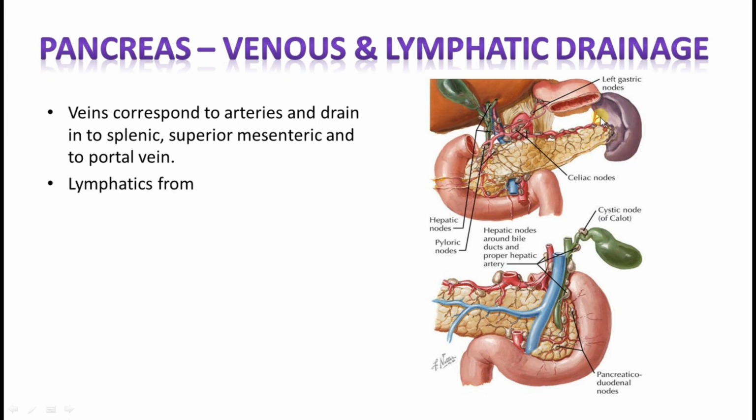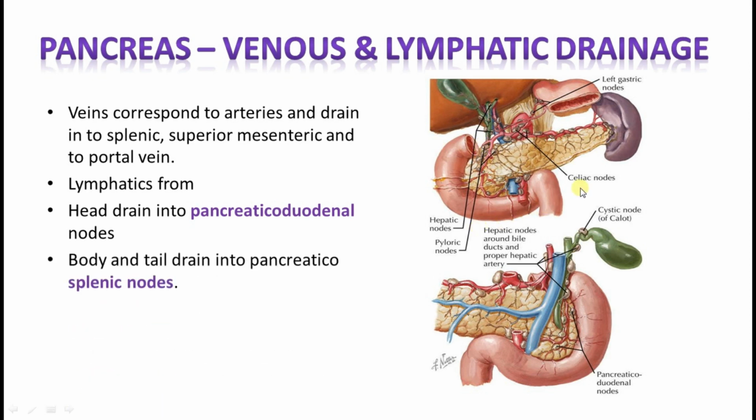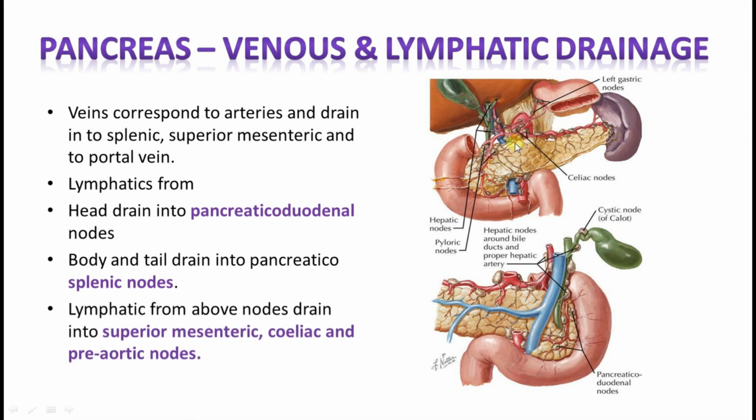Lymphatics: mainly in the tail region, you are able to see the pancreatico-splenic lymph nodes, and in the head region you see the pancreatico-duodenal lymph nodes. So the head drains into the pancreatico-duodenal lymph nodes, and the body and tail into the pancreatico-splenic lymph nodes, which are seen along the splenic vessels. Ultimately they drain into the celiac nodes and superior mesenteric nodes. Okay, celiac, superior mesenteric and pre-aortic nodes. So that is the lymphatic drainage of the pancreas.